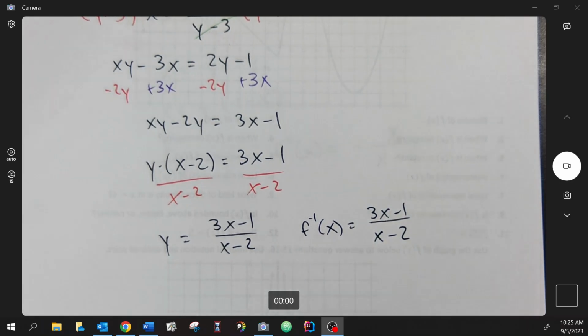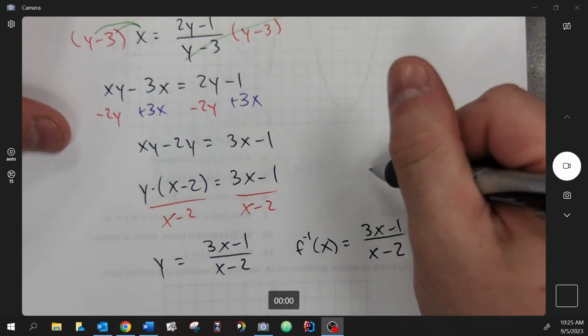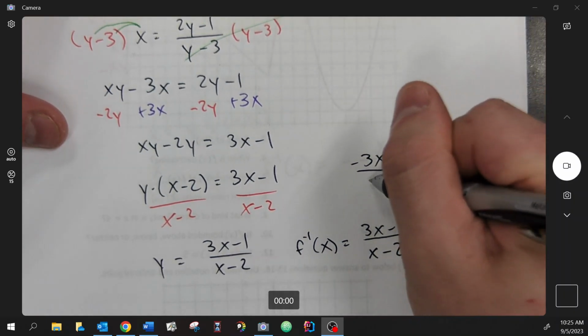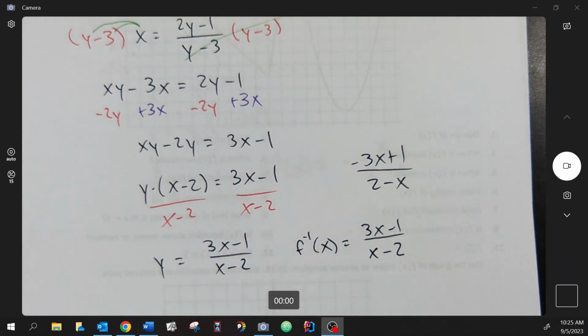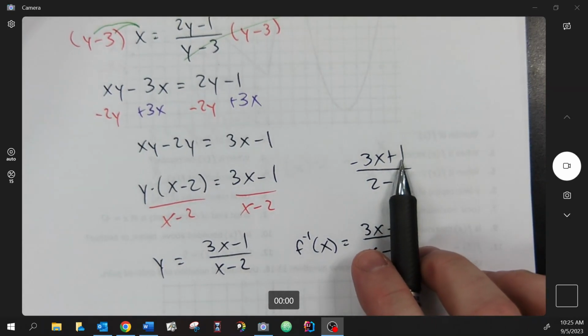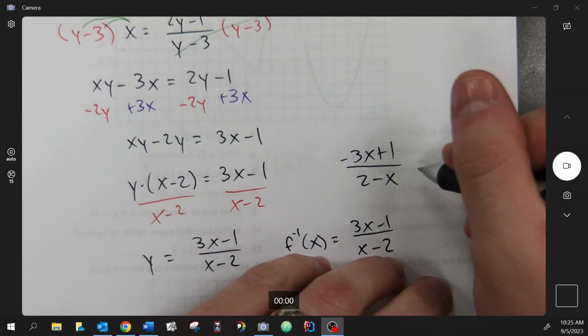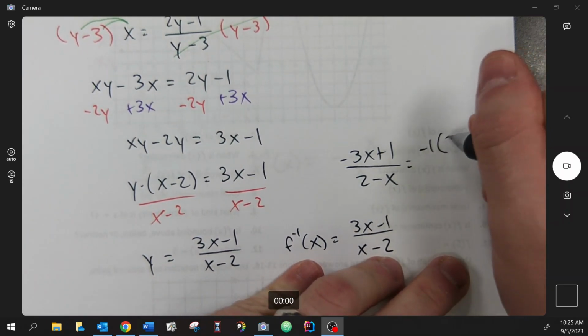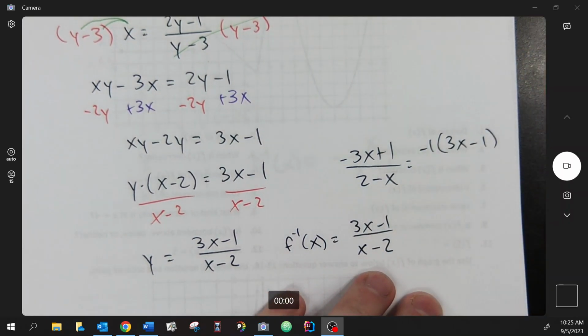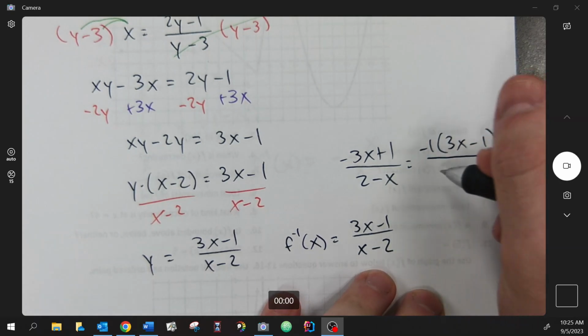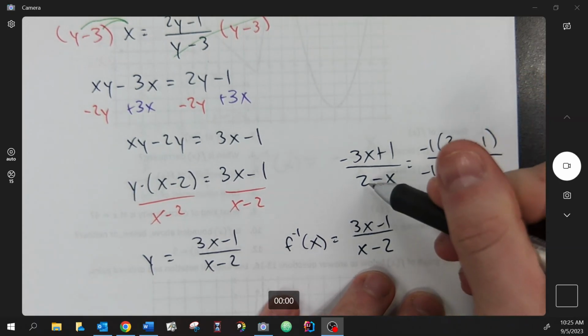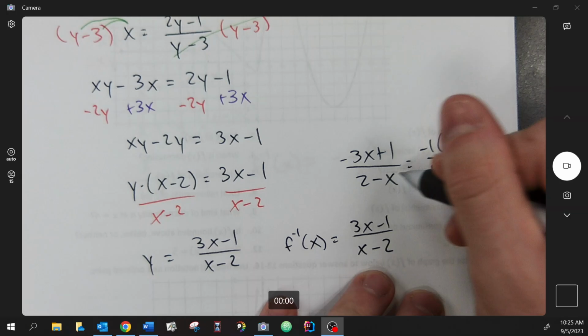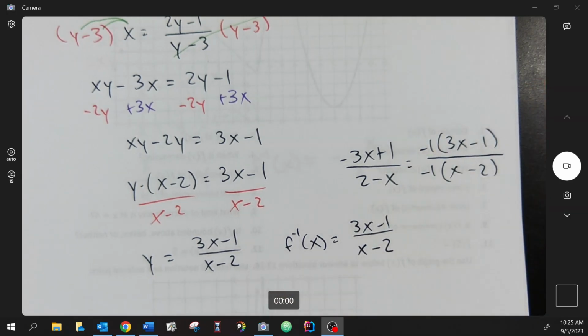Yes, sir? I got -3x plus 1 over 2 minus x. You got the exact same thing that I got. Because if you factor a -1 out of the top, you'll get that. And if you factor a -1 out of the bottom, this 2 becomes negative, this x turns positive, and the -1s will cancel out. So your answer's not wrong. It's just written slightly different.